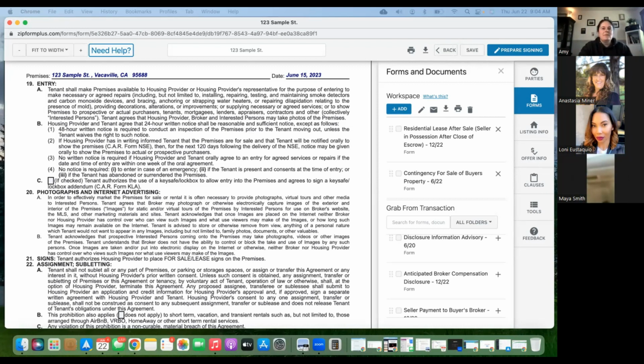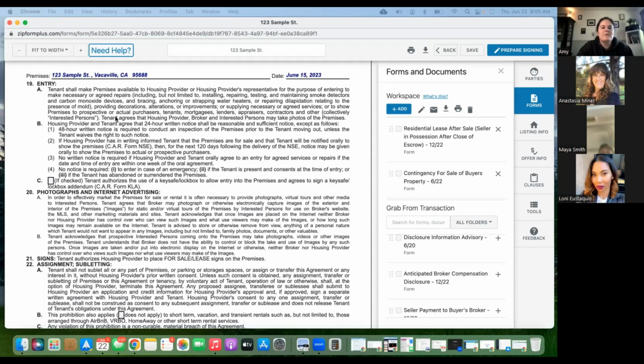Good morning, Maya. All right, we're starting with section 19, entry. The tenant shall make the premises available to housing provider or housing provider's representative for the purpose of entering and making necessary or agreed repairs, including but not limited to installing, repairing, testing, and maintaining smoke detectors, carbon monoxide devices, and bracing, anchoring, or strapping water heaters, or repairing dilapidation relating to the presence of mold, providing decorations, alterations, or improvements, or supplying necessary agreed services to show premises to prospective or actual purchasers, tenants, mortgagees, lenders, appraisers, contractors, and other collectively interested persons.